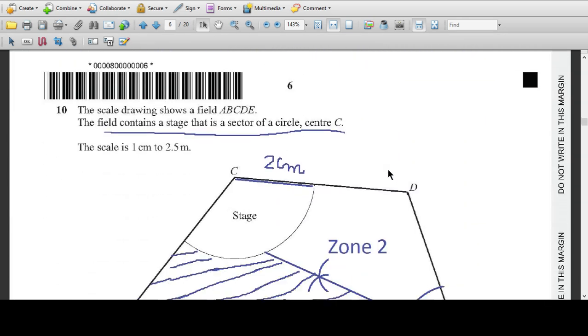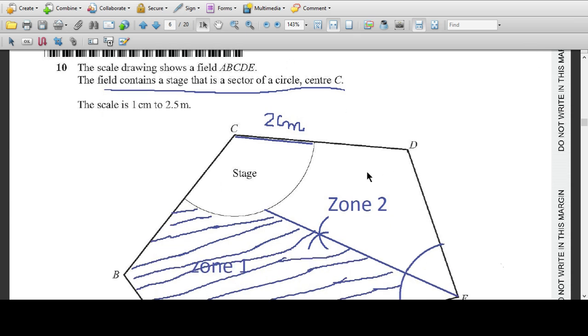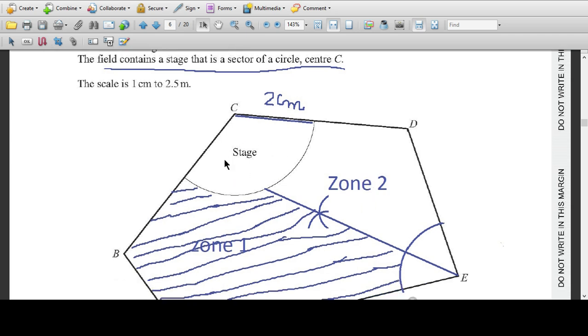Now question number 10. The scale drawing shows a field ABCD. The field contains a stage that is a sector of the circle, center C. This space is for the stage, and here the people will be placed. This is approximately 2 centimeters. Let's say this is 2 centimeters. If its value changes, then the answer will change.